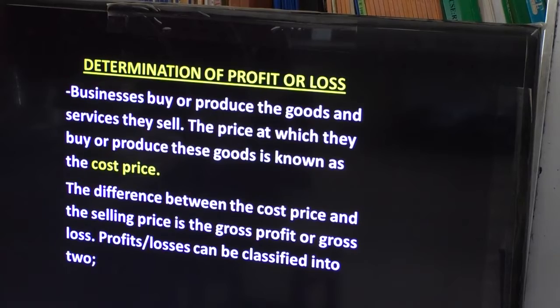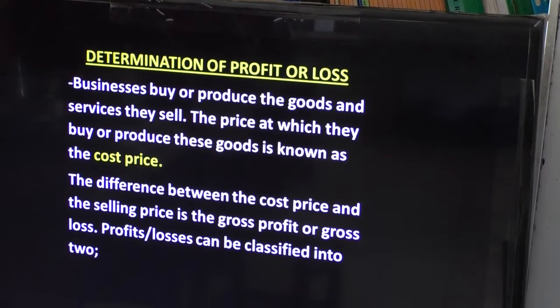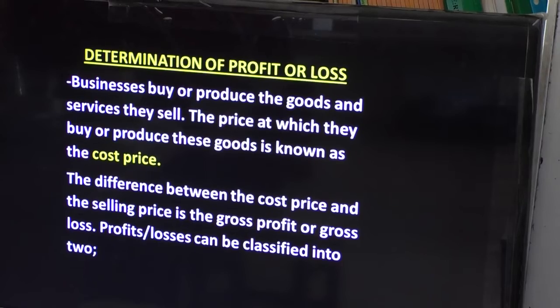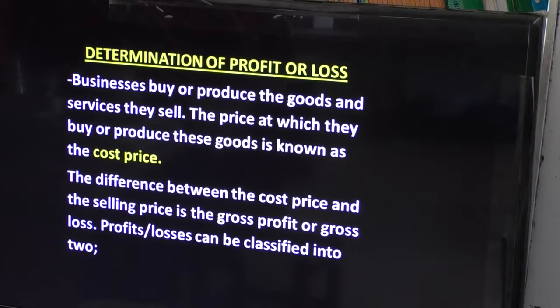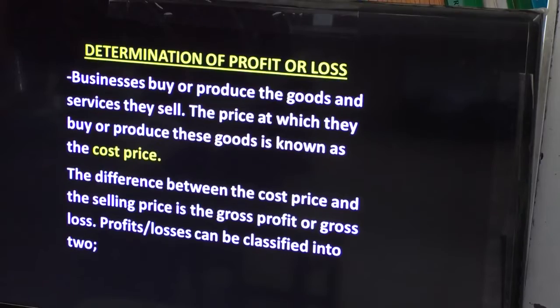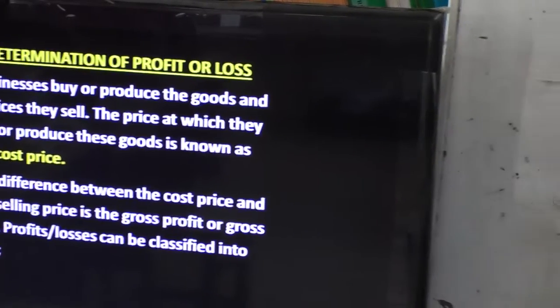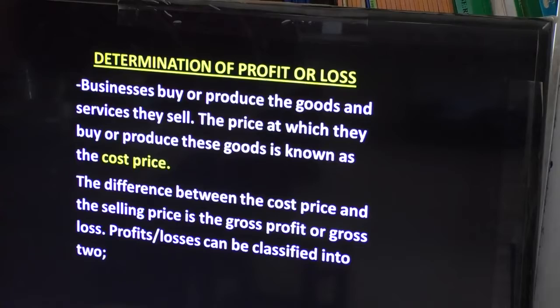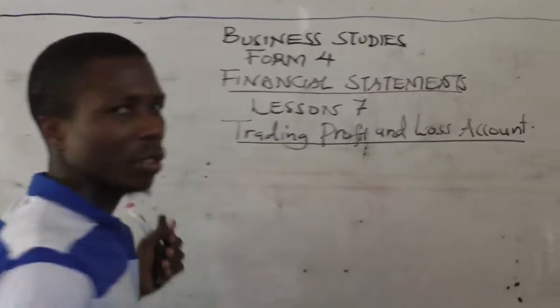The business buys or produces the goods and services they sell, and the price at which they buy or produce these goods is known as cost price. We always know that. Then the difference between the cost price and the selling price is the gross profit or gross loss. So profit and losses can be classified into two. What we mean is that we want to try to understand what is known as GP.